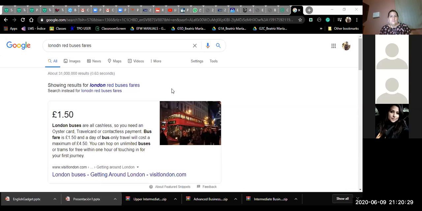Now, going back to the red buses, could you tell me what's the price or the fare for a red bus ride? You have the answer on the image. 1.50 pounds. Maybe it's like 1.50, which is just the minimum, but if you want to use the bus the entire day, it can cost you up to £4.50 a day.